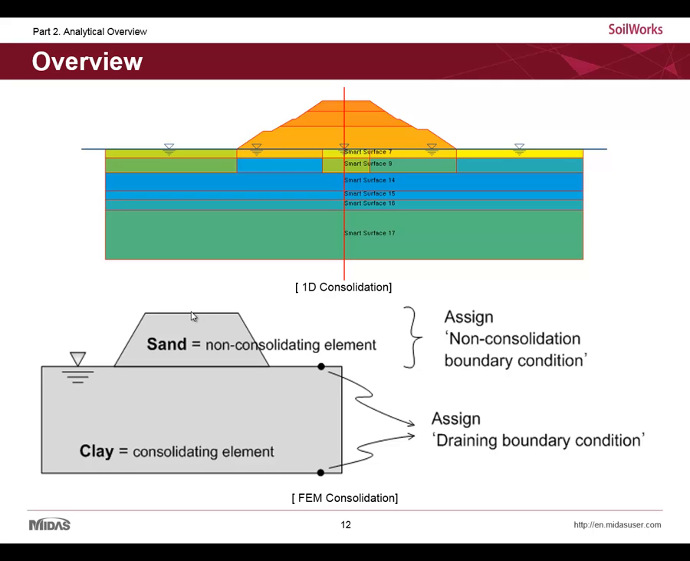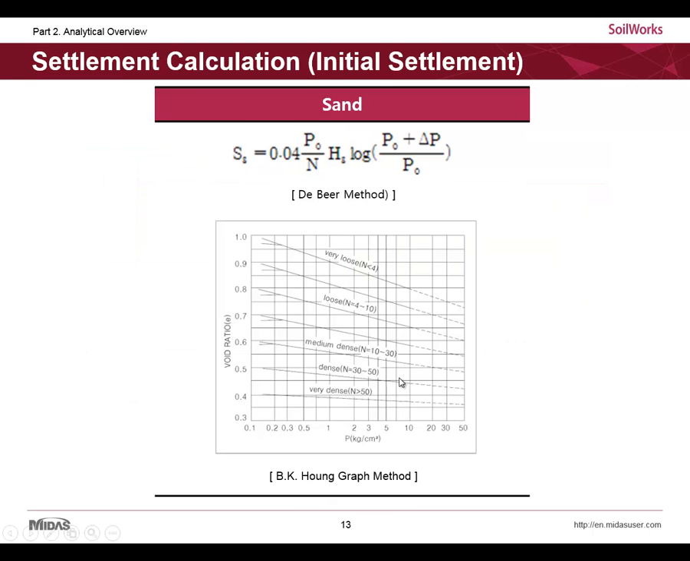In this session, we will focus on the 1D consolidation analysis because it is more effective, saves time and cost, and is applicable to get design parameters in practice. Okay, so first, the settlement of soft ground caused by applied load can be divided into three stages. Let's say initial settlement, primary consolidation, and secondary compression.